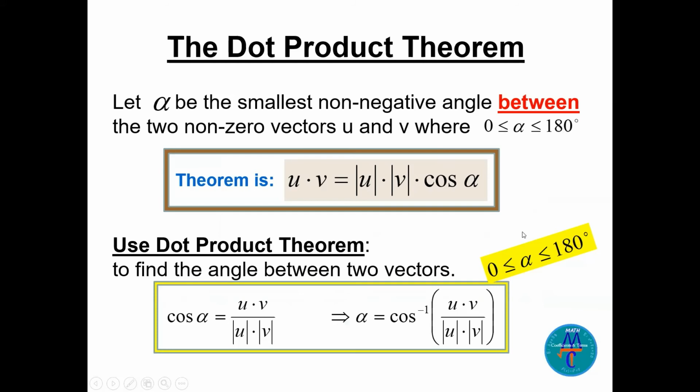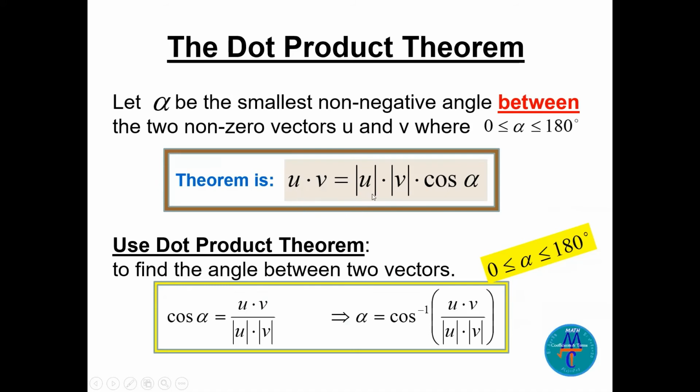I wrote it another time here. Alpha between 0 and 180. This is the angle between the vectors. You can call it theta if you like, but you have to know what the meaning is. Is it the angle between two vectors or only the direction angle of a certain vector? So this alpha here is between. You see the word between here.